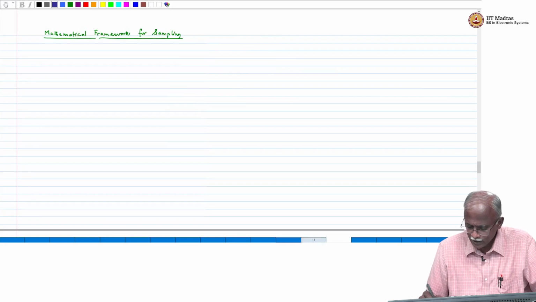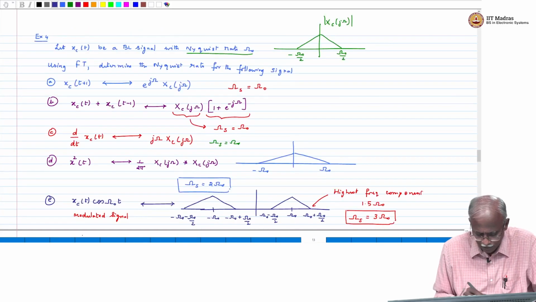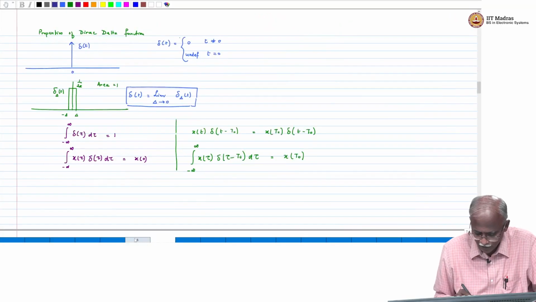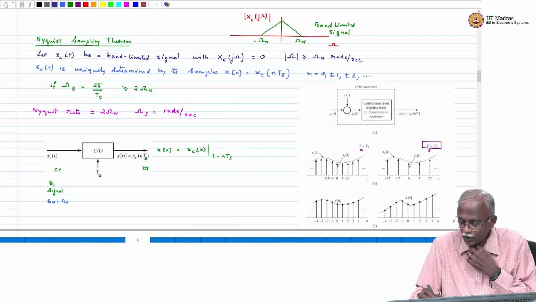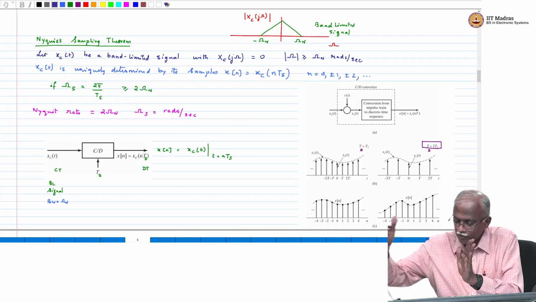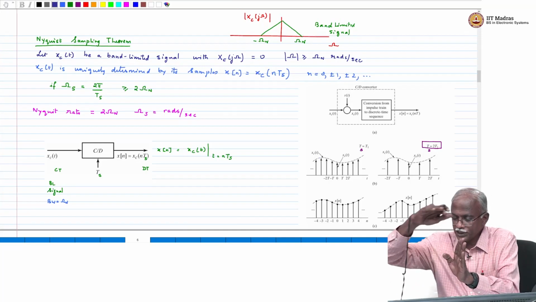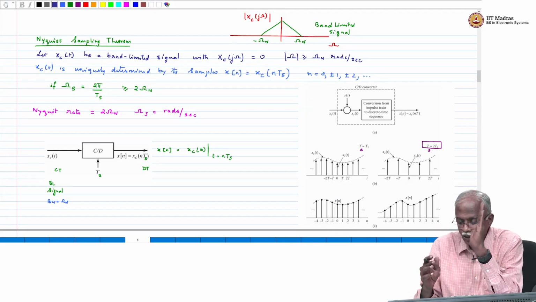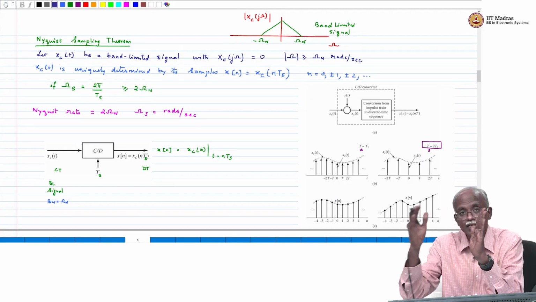Now this is precisely what we were seeing earlier. Remember, there was a figure. Okay, there's the figure here. So you have a series of delta functions. You have a continuous time signal xc of t. When you multiply it, what is left is only the Dirac deltas.